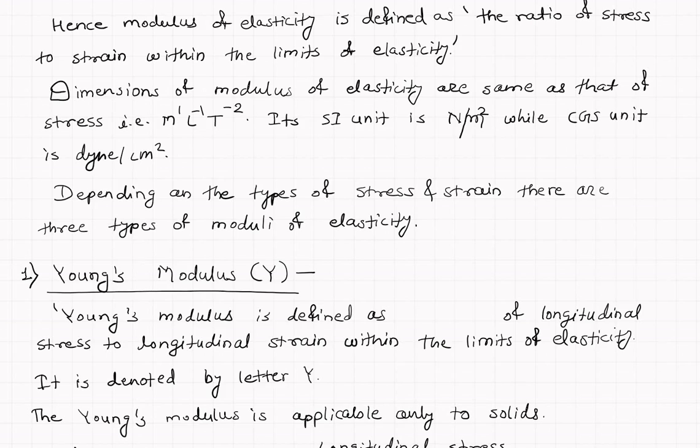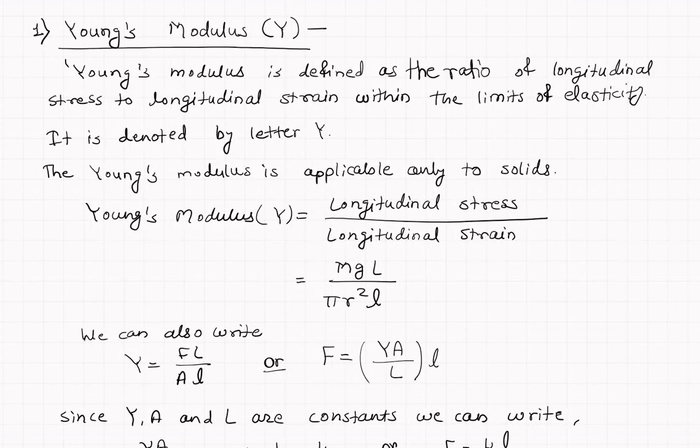Dimensions of modulus of elasticity are the same as that of stress, that is 1 in mass, minus 1 in length and minus 2 in time. Its SI unit is Newton per meter square, while CGS unit is Dyne per centimeter square. Depending on the types of stress and strain, there are three types of moduli of elasticity. Young's modulus. Young's modulus is defined as the ratio of longitudinal stress to longitudinal strain within the limits of elasticity. It is denoted by letter Y.